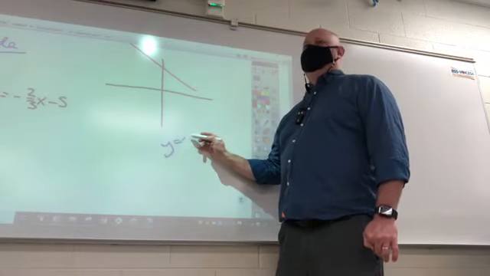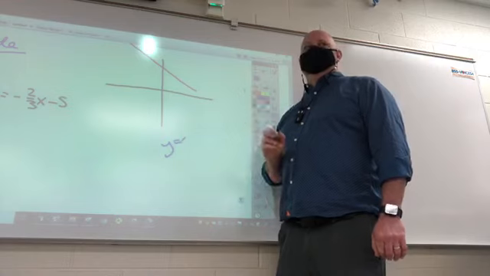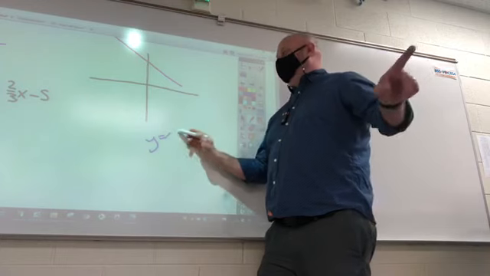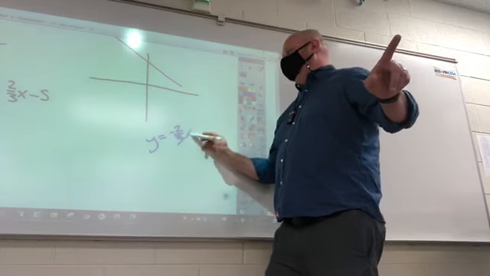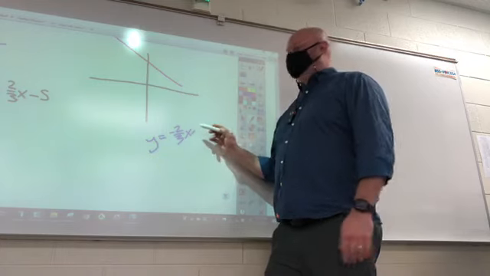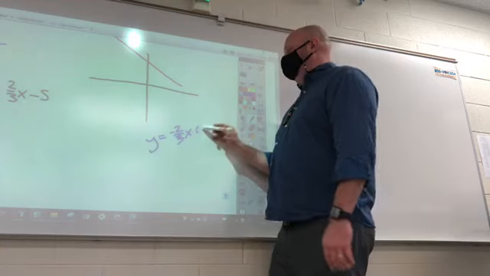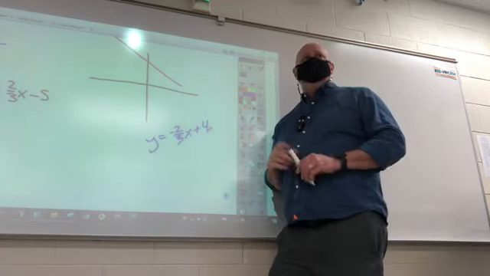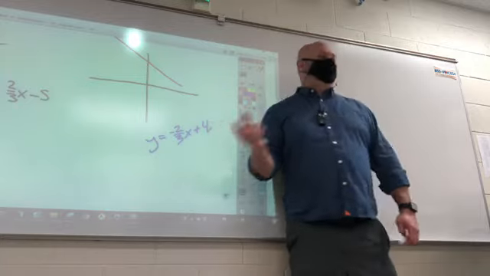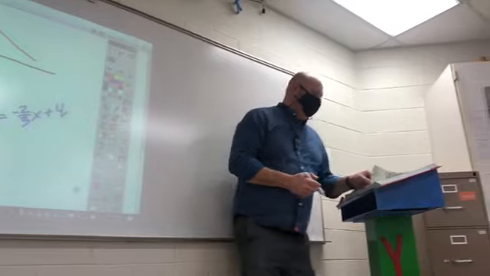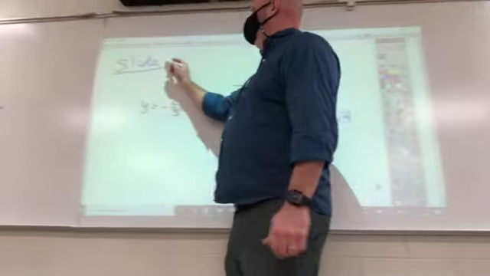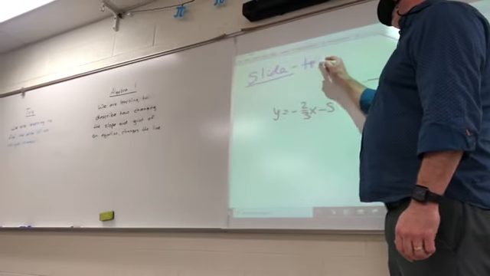Y equals? What stayed the same and what's changing? Is the slope changing? The slope didn't change at all, did it? What's now changing? The y-intercept is now maybe plus 4 or something like that. What's the only thing that really changed? The y-intercept. When you slide something, the formal term for a slide is a translation.